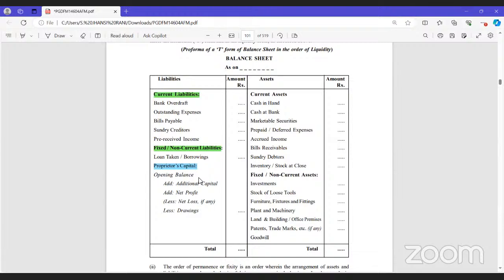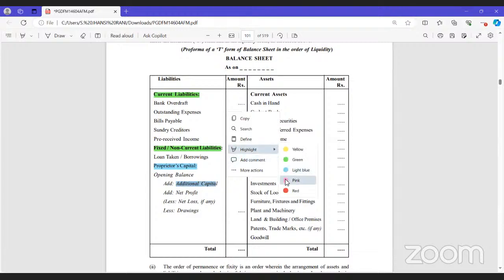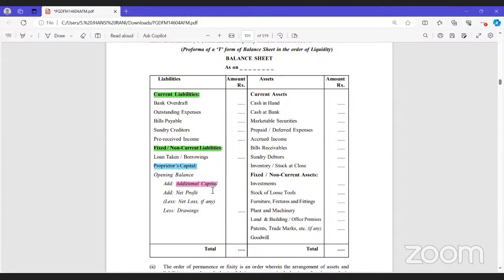For example, when the business is started, the owner may start the business with some capital, around 5 lakhs or 10 lakhs. But when the business is expanding or increasing its sales, the owner may invest some more capital into the business. So that capital is called additional capital. Whenever the owner brings an extra amount into the business apart from capital, that is called additional capital, or it is also called further capital.